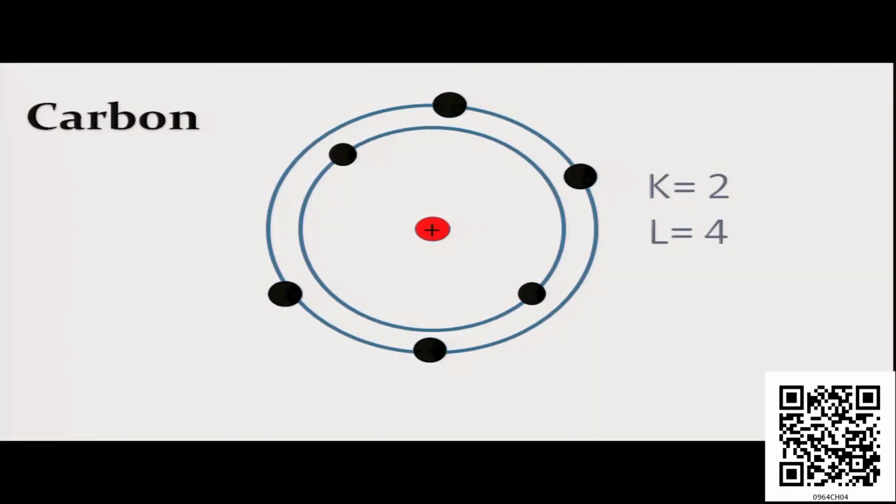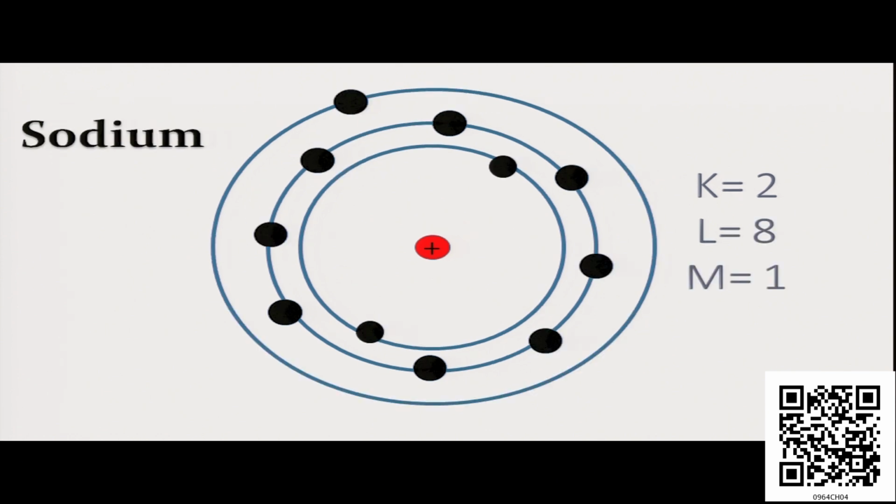For example, we had discussed that carbon contains 6 electrons, distributed in two shells: in the K shell 2 electrons and in the L shell 4 electrons. Here for carbon the L shell is the outermost shell. Similarly, in sodium 11 electrons are distributed as 2 in the K shell, 8 in the L shell and 1 in the M shell. So for sodium, the outermost shell is M, containing 1 electron.